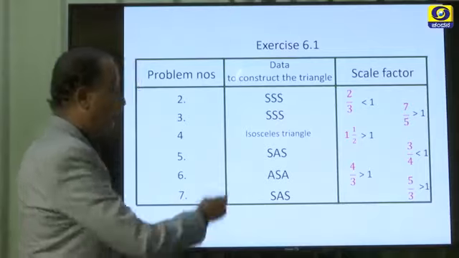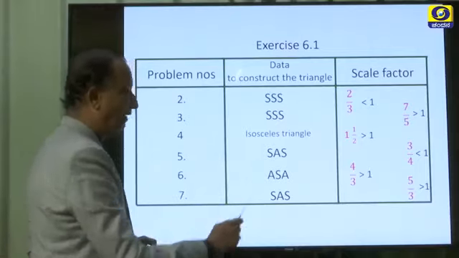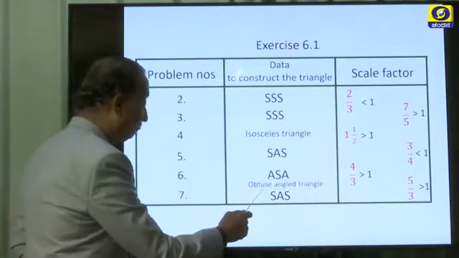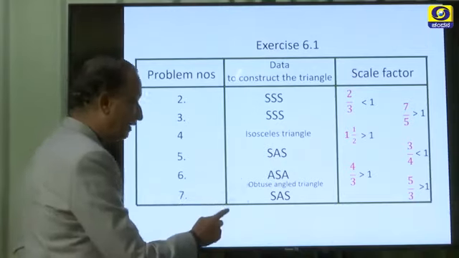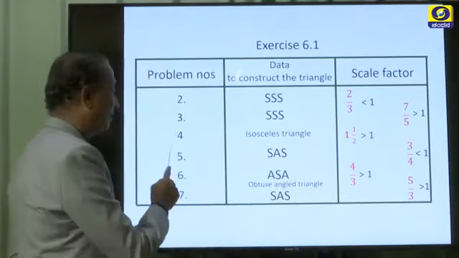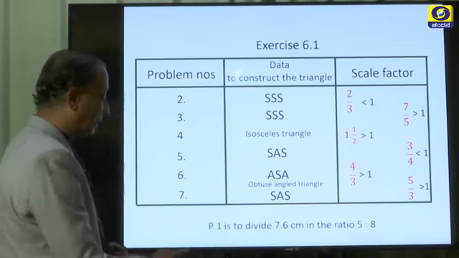You should be able to construct this without any difficulty. So, the fixed problem is very interesting. It is an obtuse angled triangle. Fourth one is an isosceles triangle.